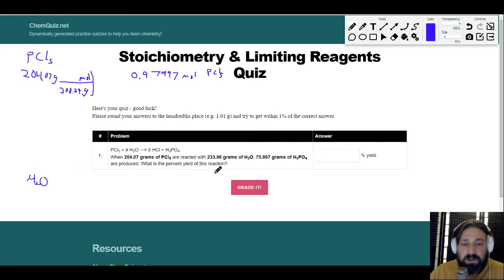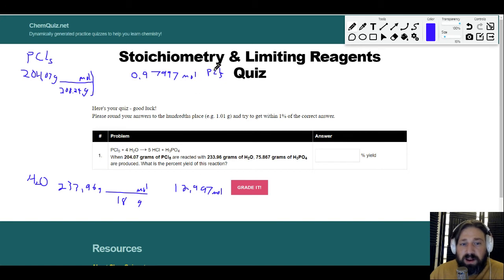Okay, let's do the same thing with water here. We have 233.96 grams. We have to go from grams to moles, and I know water is 18 grams per mole. So 233.96 divided by 18 is 12.997 moles.